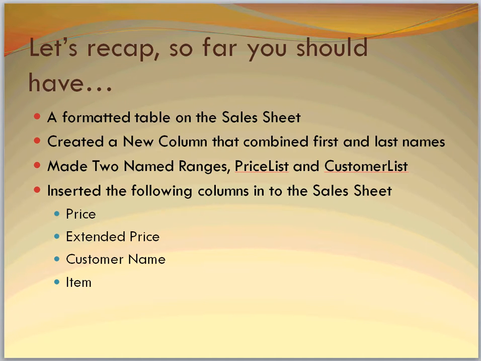So, what have we done so far? We've formatted the sales sheet. You created a new column that combined the first and the last name using that concatenation feature. We made 2 named ranges, one called price list and one called customer list. We also went through and inserted the following columns in the sales sheet. We inserted price, extended price, customer name, and item. So take a look at your sheet, make sure you have all 4 of those. If not, back up about 2 minutes, watch again and get those pieces in there.